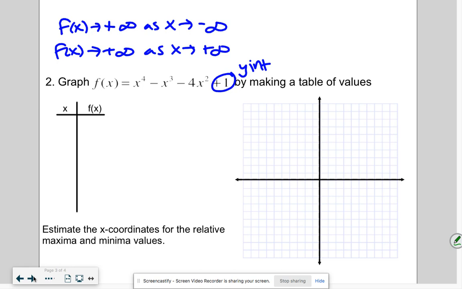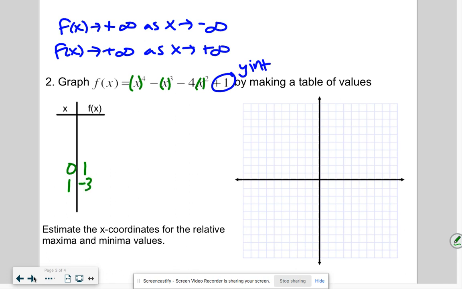So again, like I said, I'm going to put 0, 1 in there for my first point, and then I'm going to put a few points on either side of 0, positive and negative for x. So I put in 1. Make sure, again, you use parentheses around x when using substitution. So if I put in 1, just to save ourselves time, I get negative 3.